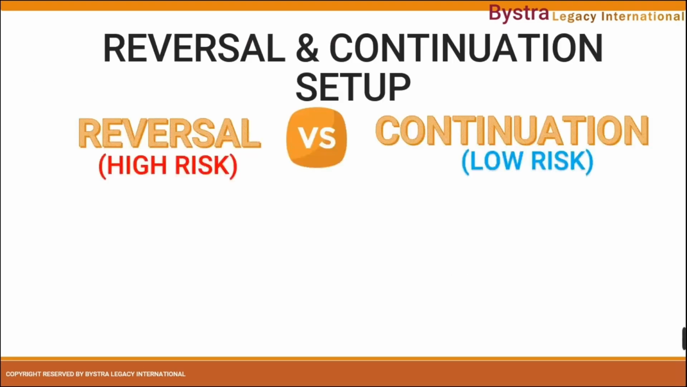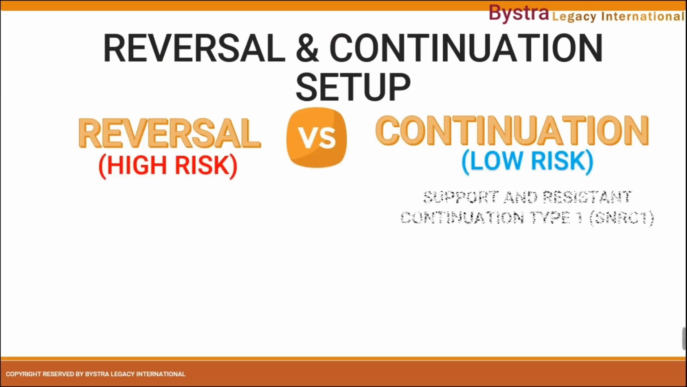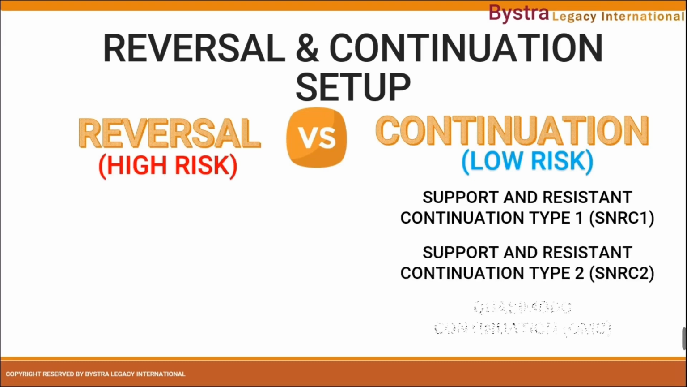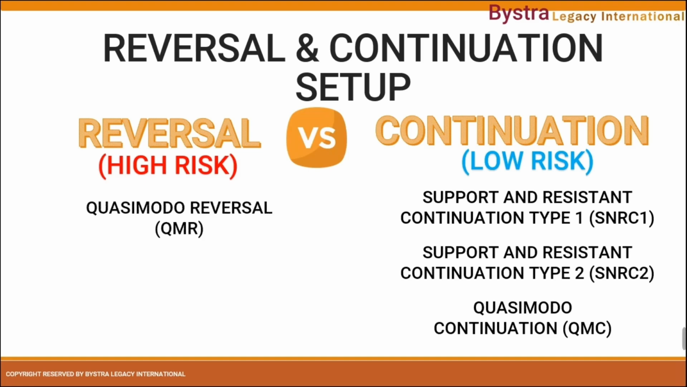Now, in these 5 setups, there are some setups that are under the category of reversal, and some setups are under the category of continuation. So let's look at it. The support and resistance continuation type 1, which is the SNRC1, falls under the continuation category. Same goes with the SNRC2 and QM continuation, the QMC. The Quasimodo reversal QMR falls under the reversal, and also the Quasimodo manipulation, the QMM, falls under the reversal. Now, reversal is always high risk compared to continuation.